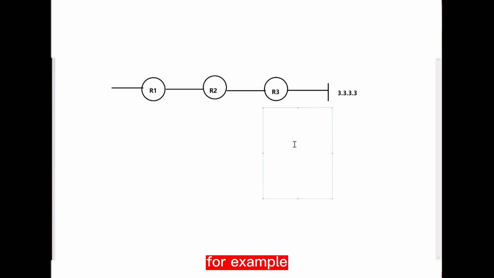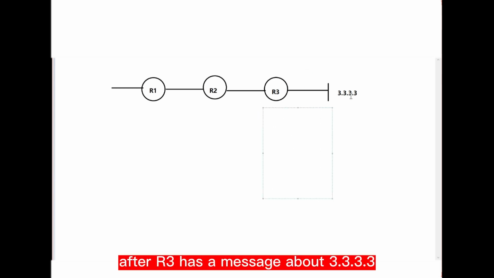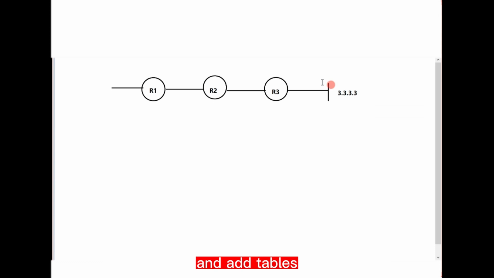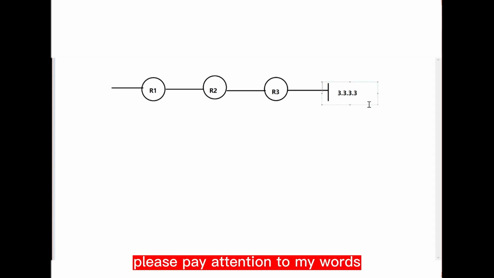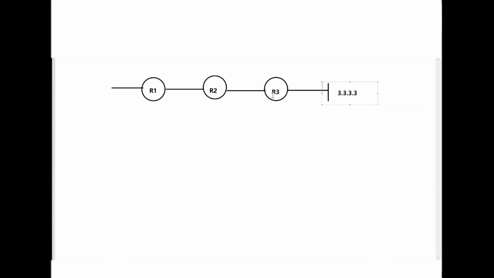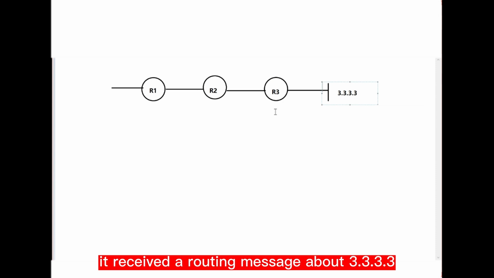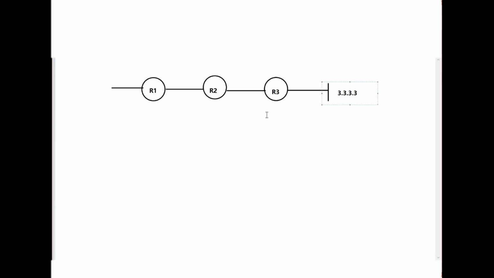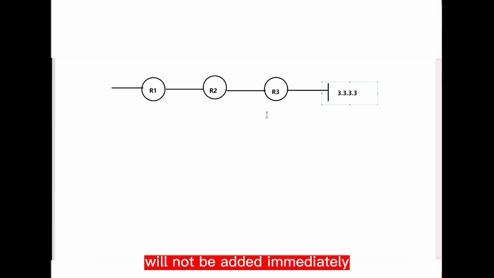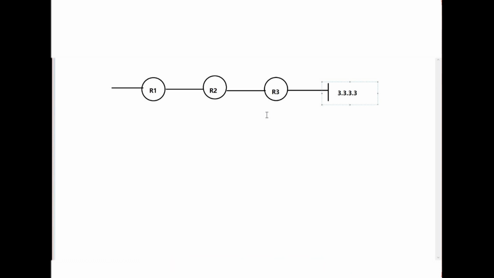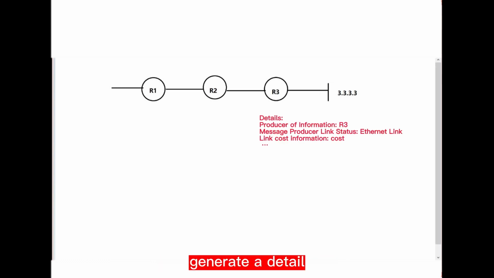For example, after R3 has a message about 3.3.3.3, this device will not immediately calculate and add it to the table. Please pay attention to my words. It received a routing message about 3.3.3.3, but will not add it immediately. If you add it to the table, that is distance vector behavior. Instead, it will use this information to generate a detail, an information generator.